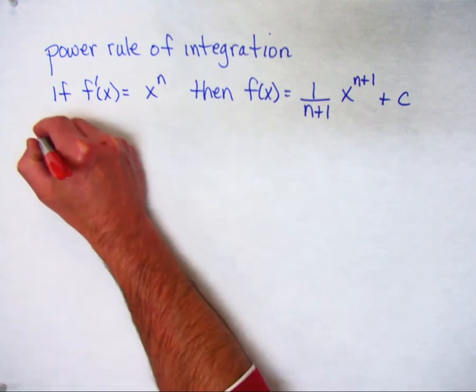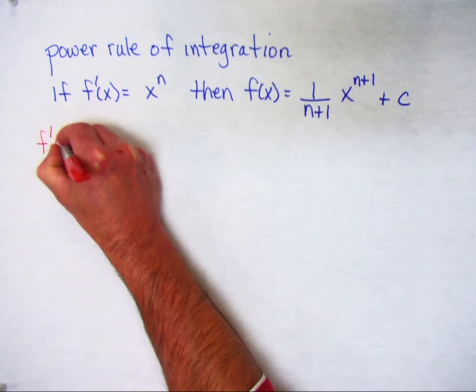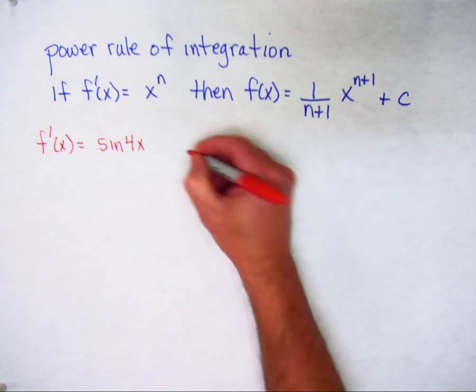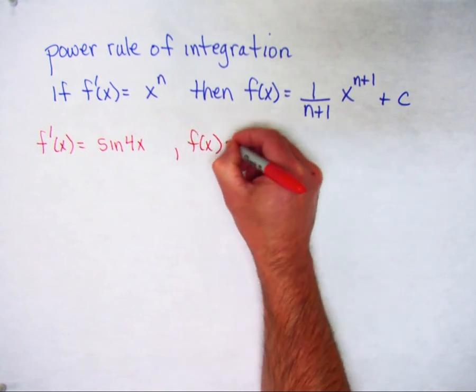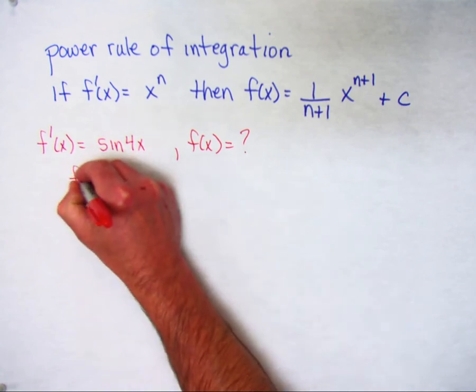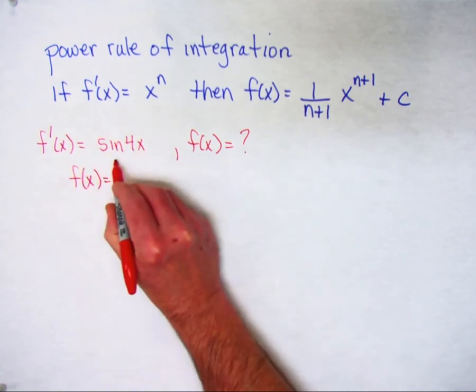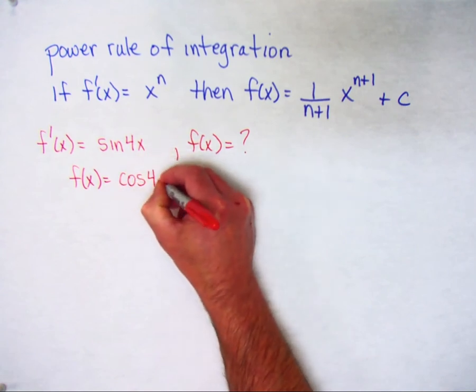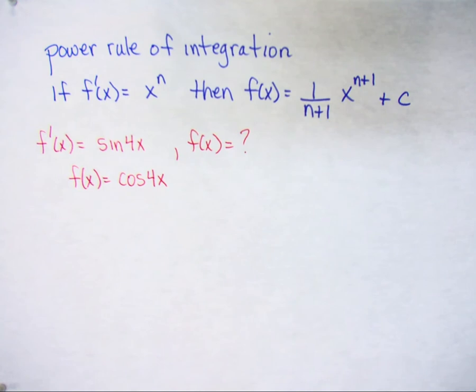So another example we could do would be, suppose that the derivative of some function f prime of x is equal to the sine of 4x, and our goal was to find the original function f of x. Well, if you recall when you take the derivative of sine and cos, the derivatives are just the opposite function. So the derivative of sine is cos, and the derivative of cos is negative sine. So if I was going to make a guess here, my initial guess for f of x, I know that since the derivative is sine, the antiderivative should be cos. So I'm going to make my first guess for the function f of x to be cos 4x.